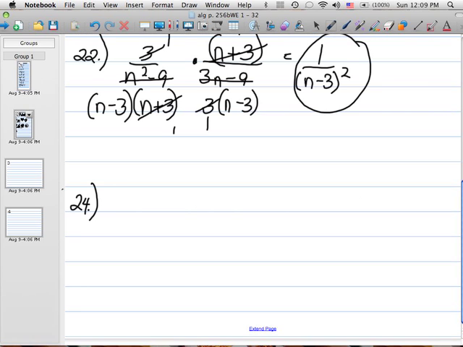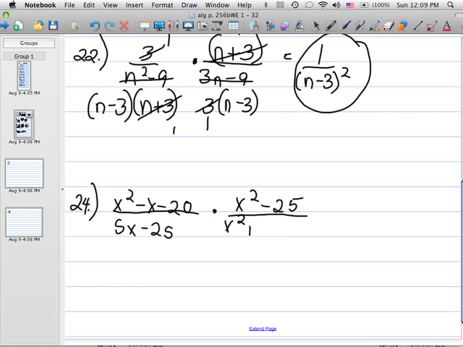Problem number 24. We have the trinomial x squared minus x minus 20 over 5x minus 25. Change the division to multiplication, write the reciprocal, x squared minus 25 over x squared plus 4x minus 5. I'm going to take the binomials first. This is the difference of two squares, so that's going to go to x minus 5 and x plus 5. The 5x minus 25, we can take out the greatest common factor of 5, and that gives us x minus 5.